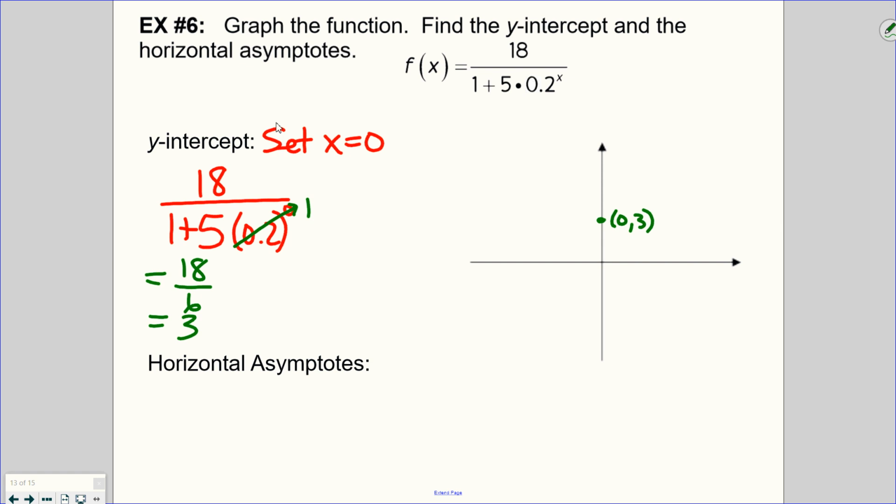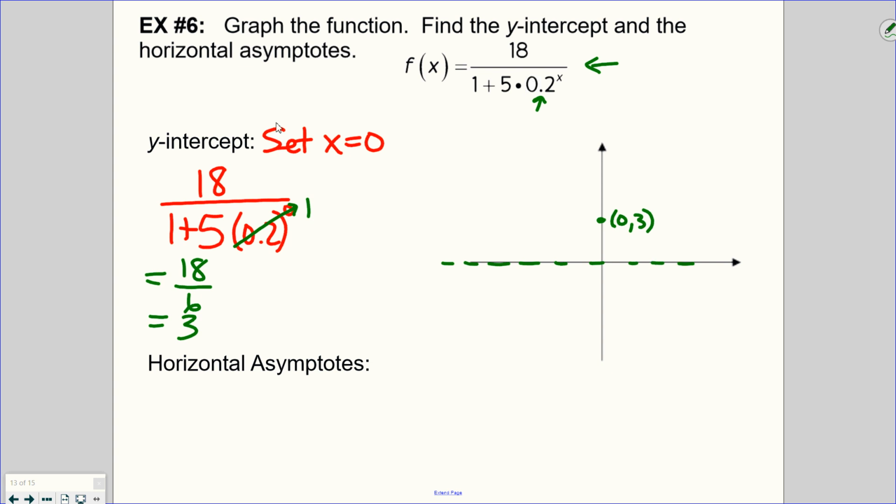That's the y-intercept. Now, we have to think about horizontal asymptotes. So let's look at this graph carefully. You will notice that you have 0.2 being raised to a power. That's a positive number raised to a power, and it's not 0. So there's no possible way for me to get a negative number here, and there's no possible way for me to get 0. So I'm going to have a horizontal asymptote right on the x-axis.